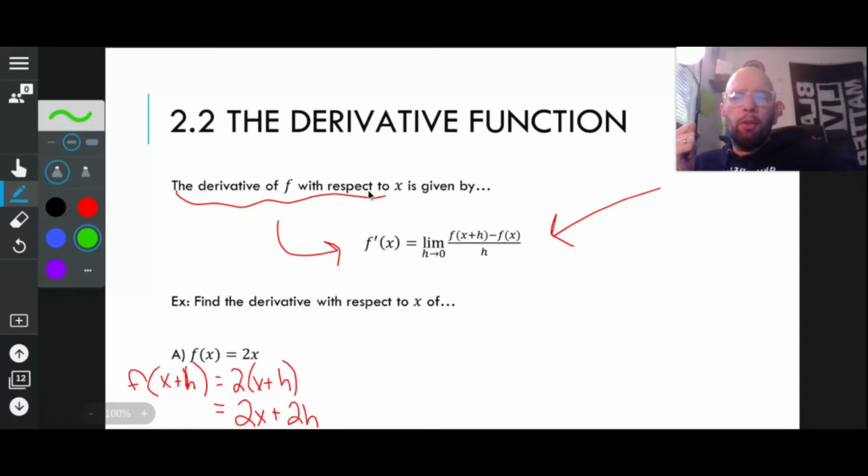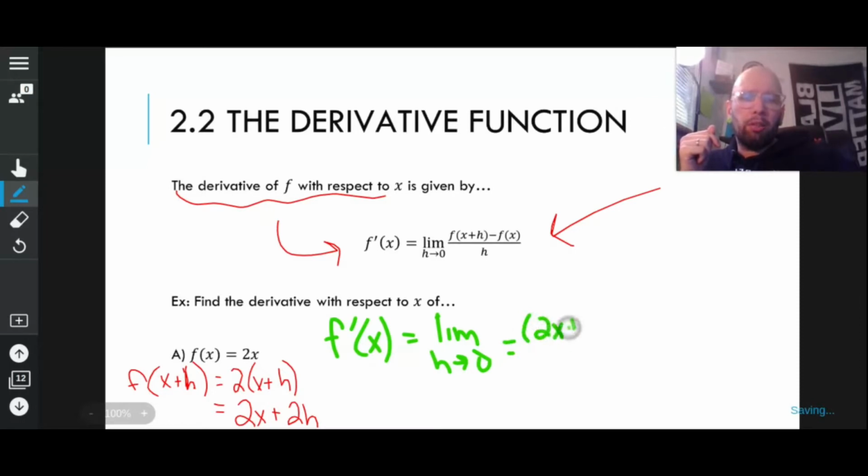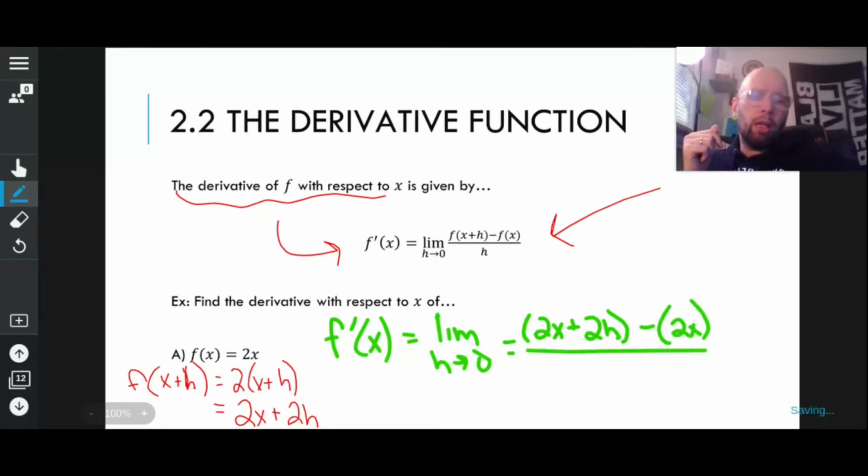So let's substitute what we know into that formula right there. The derivative is going to be f prime, and f prime of x is going to equal the limit as h approaches 0 of f of x plus h, which is 2x plus 2h, minus f of x, which is 2x. That's going to be all over h.